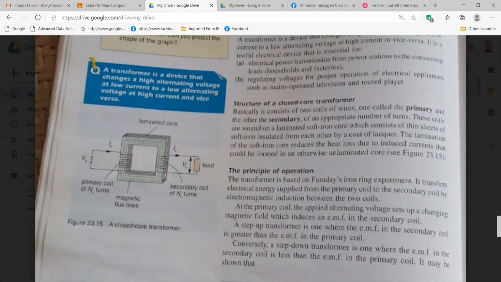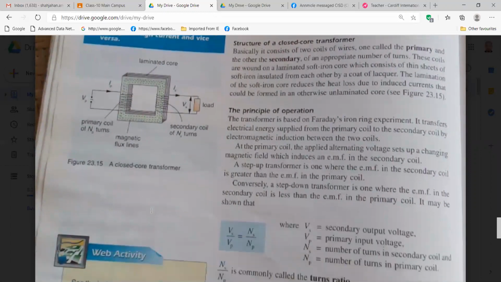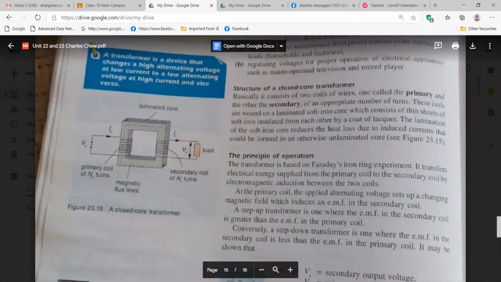What is the formula, VS by VP? VS by VP equals NS by NP. Listen, if you are writing VP by VS, it will be NP by NS. Same thing, right? Is it clear? Yes sir. If you reverse the left side, the right side will be reversed also, right? Mathematics. Same thing.